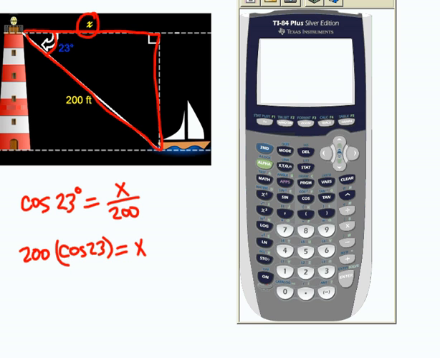Now, to make sure we put that in correctly, let's look at it. Here I have my graphing calculator, so I'm going to enter 200 times cosine of 23 degrees.